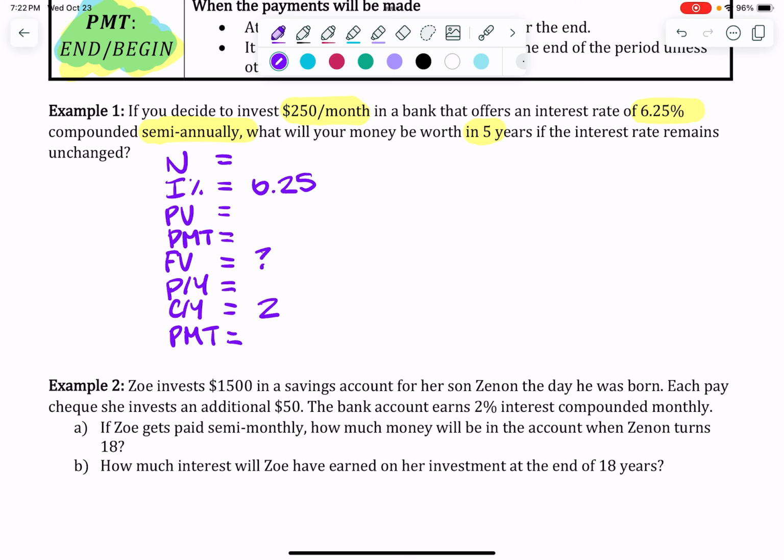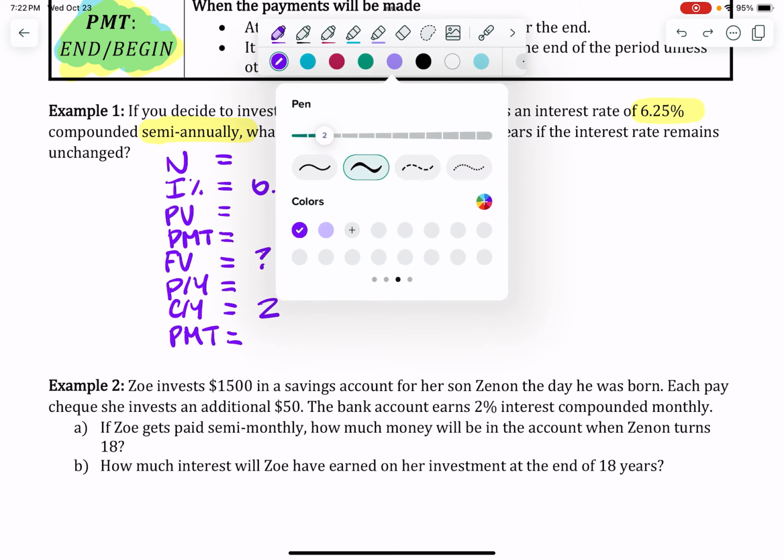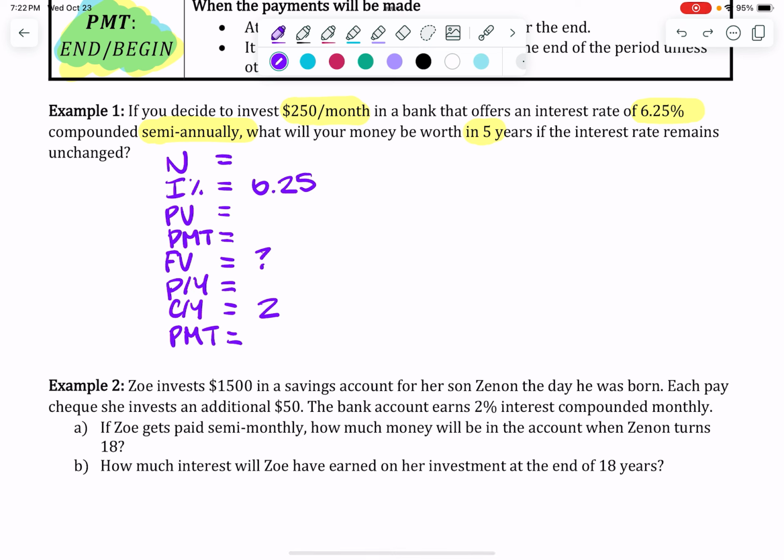Now, let's talk about PV and PMT. Remember, PV is when I have a one time investment at the very beginning. I don't have that in this question. It doesn't tell me I started off by investing $3,000 and then I add $250 every month. It doesn't tell me anything of what I'm starting off with, which means I need to assume I'm starting off with nothing.